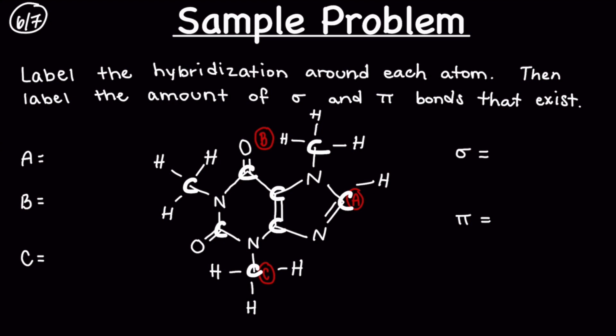So on the periodic table, oxygen is group 16, so it likes to have 2 lone pairs. Nitrogen is 1 group to the left, meaning that it only likes to have 1 lone pair. And that's it. We're done. Now we can label the hybridizations around each atom.